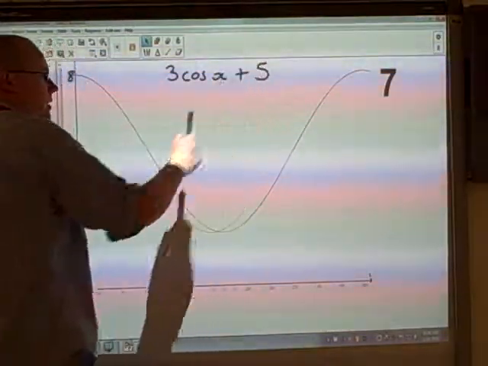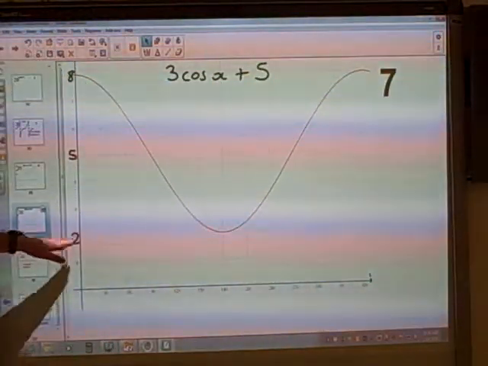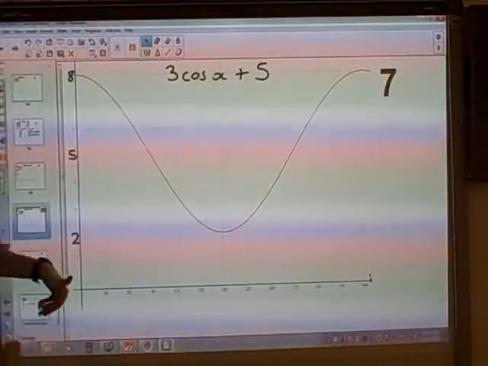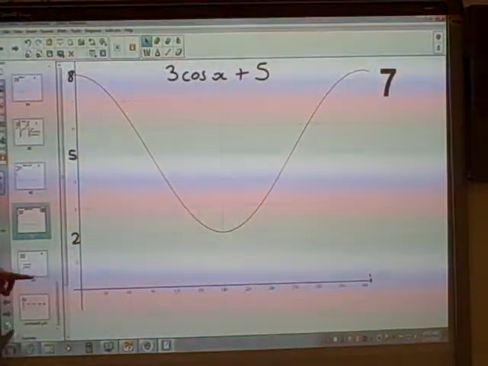So if I add 5, then that should work nicely. And I can check that this works for the lowest value as well. 3 times -1 is -3. Add on 5 gives us 2. So we know we're looking good for that graph too.